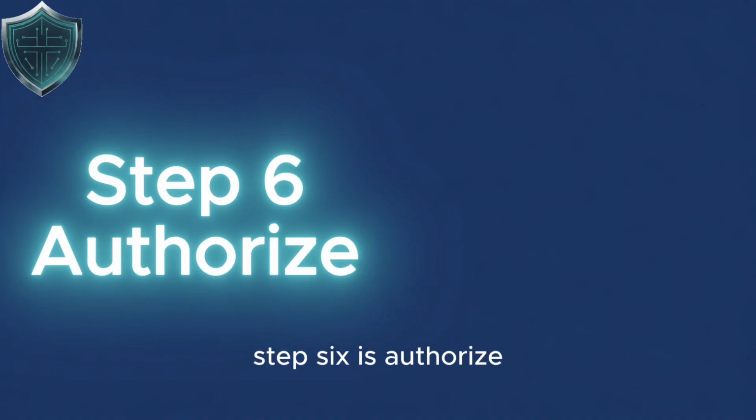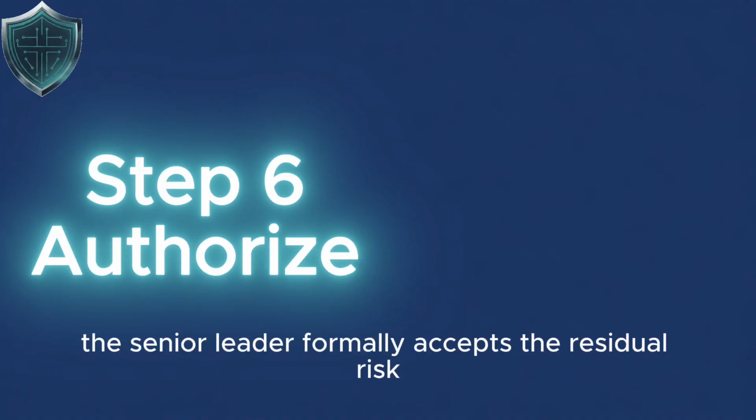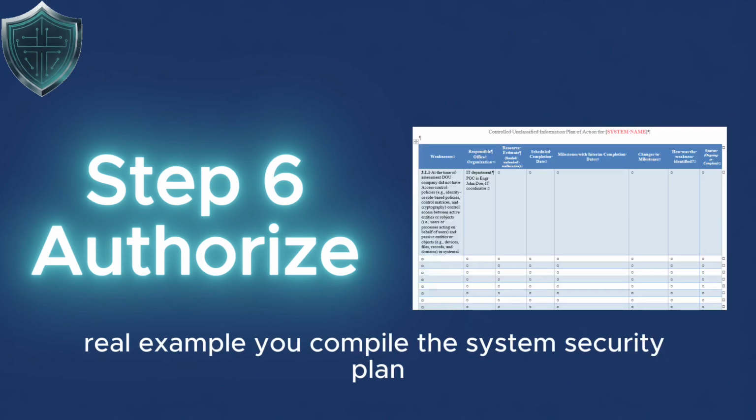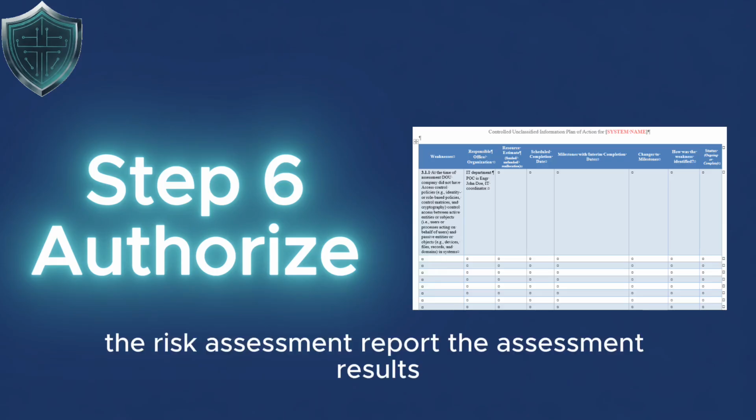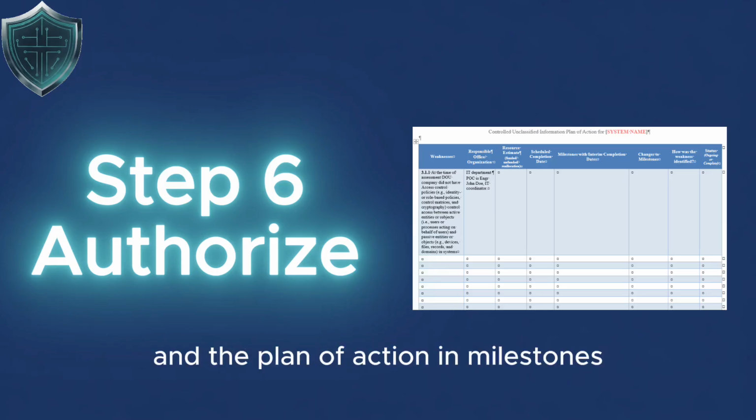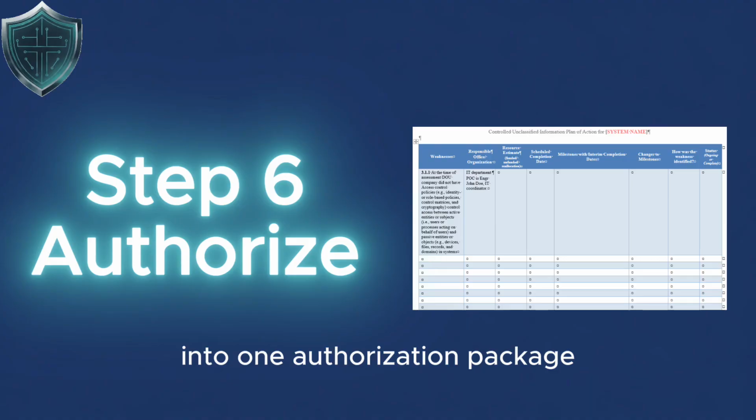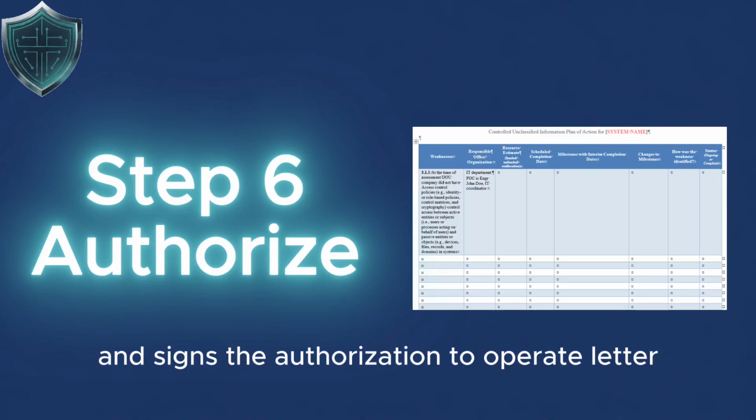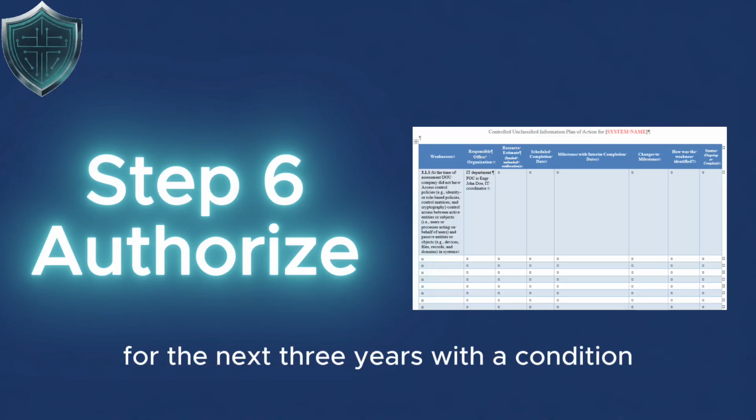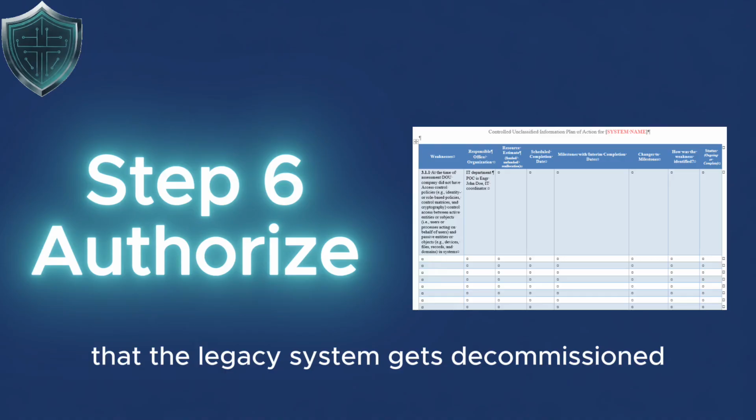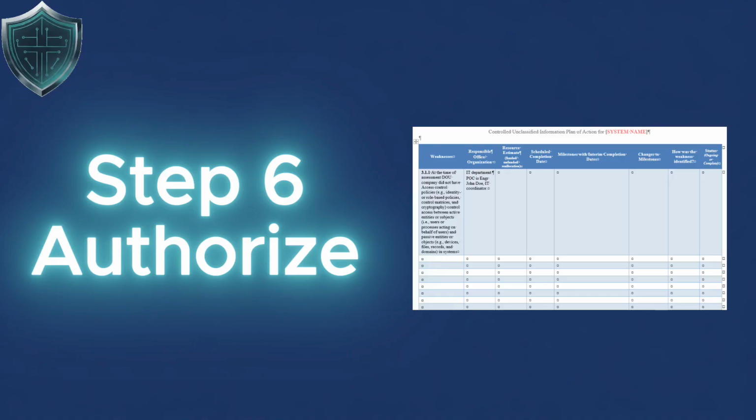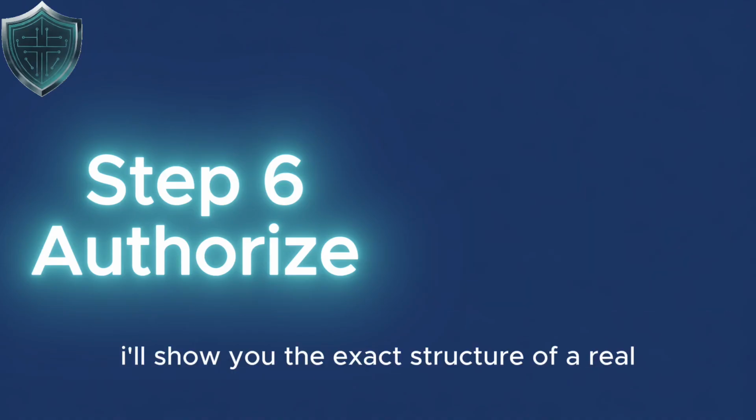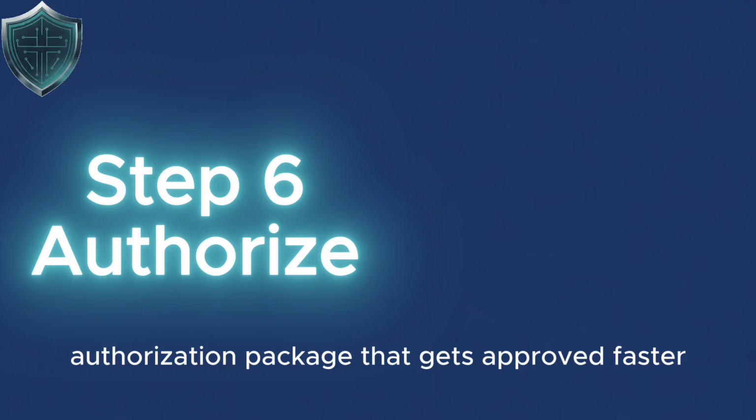Step 6 is authorize. The senior leader formally accepts the residual risk. Real example, you compile the system security plan, the risk assessment report, the assessment results, and the plan of action and milestones into one authorization package. The CISO reviews it and signs the authorization to operate letter for the next 3 years, with a condition that the legacy system gets decommissioned within 6 months. I'll show you the exact structure of a real authorization package that gets approved faster.